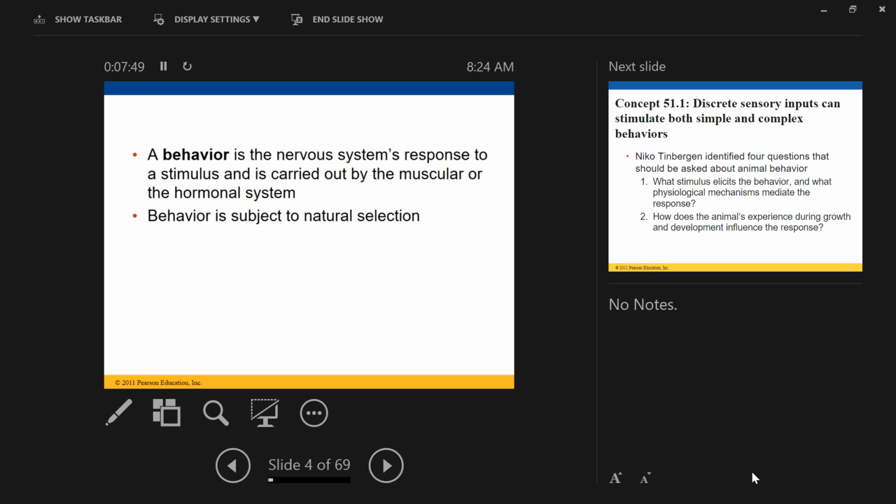And this is an important aspect. Behavior, like every other feature, is subject to natural selection. And this, when we take a little break from lecture, will be something that we'll actually deal with. We'll look at how powerful natural selection can be. All right? Any questions? Cool.